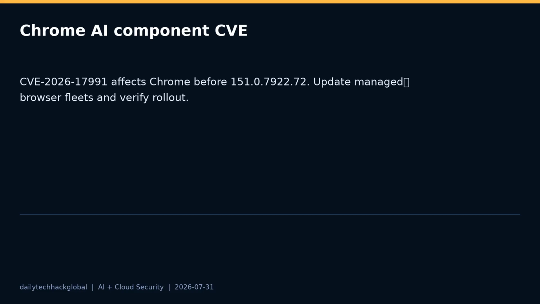For ComfyUI, identify shared instances, tunnels, remote workstations, and hosted notebooks. Confirm version 0.28.0 or later, rotate exposed secrets if an instance was public, and review recent workflow files and model preview access. For browsers, verify the Chrome version with device management telemetry rather than assuming auto-update completed.